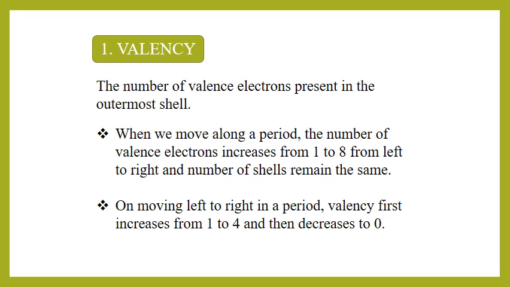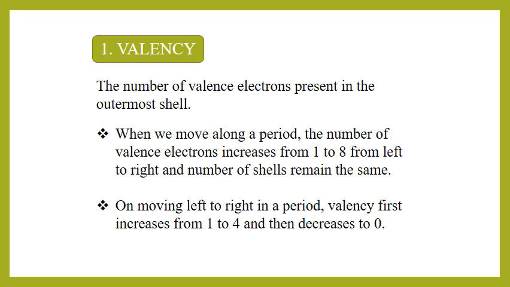First, valency and valence electrons. The number of valence electrons present in the outermost shell is called its valency. Valence electrons means the outermost electrons. The electrons in the outermost shell are called valence electrons. When we move along a period, the number of valence electrons increases from 1 to 8.